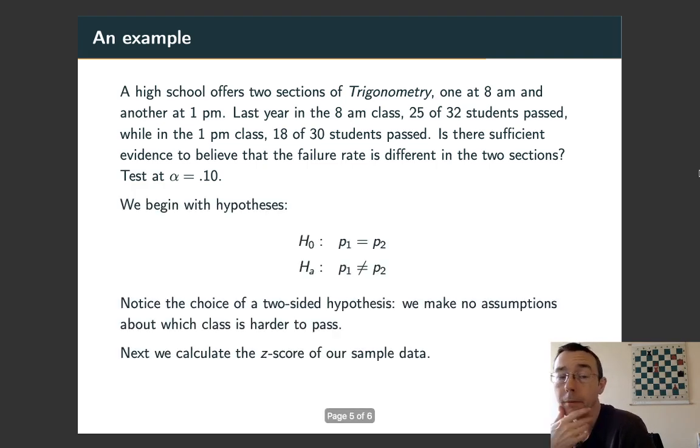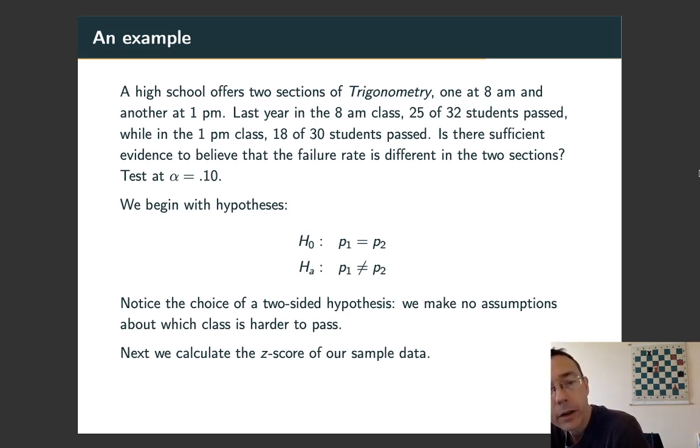So let's start with hypotheses. We're interested in testing whether the proportion of students that pass each class is the same. And again, I'm talking about the population proportion, not just these individual classes, but in general, all the 8 a.m. trigonometry classes that they could have, and all of the 1 p.m. trigonometry classes that they could have. H naught is going to be the idea that our sample data is just due to random chance, that in fact the pass rate in both these classes is the same. The alternative hypothesis is the opposite, that it's not.